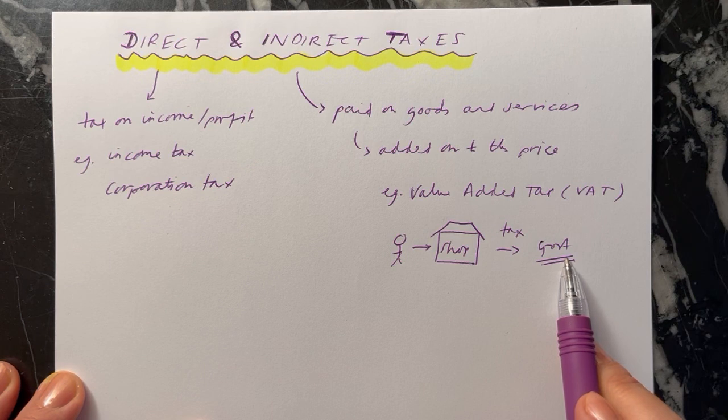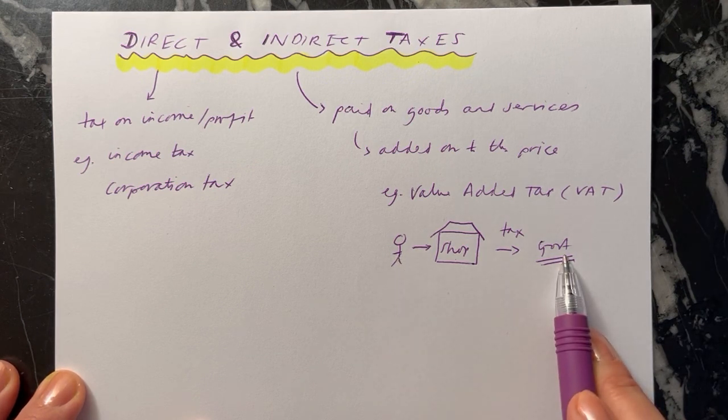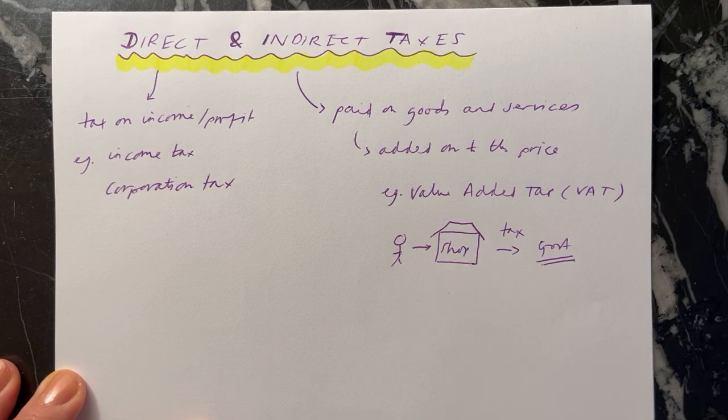So it's indirect. The person isn't paying the tax straight to the government. It's an indirect route that goes through the shop or the person that they're buying the product from. So that's direct and indirect taxes.